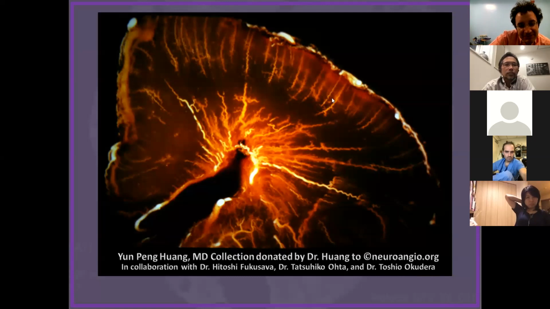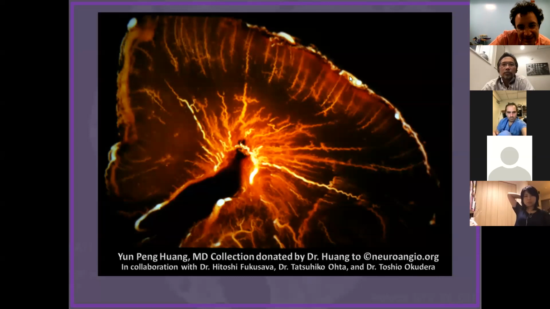So this is a picture of him and his colleagues. Some of you, of course, know them. The picture is worth 1,000 words, so that's the answer to your question. The way the venous system is organized, and this is not an adult, this is an embryo.